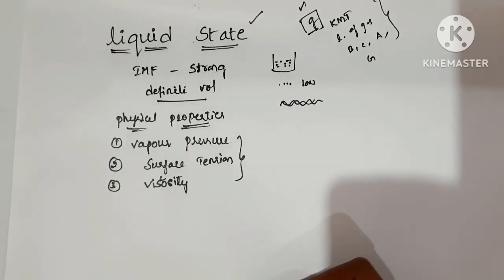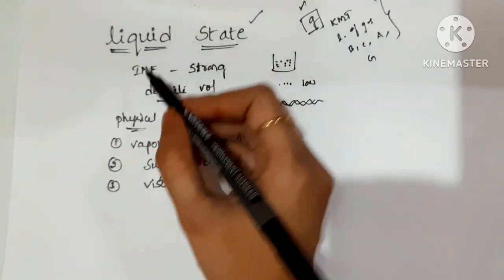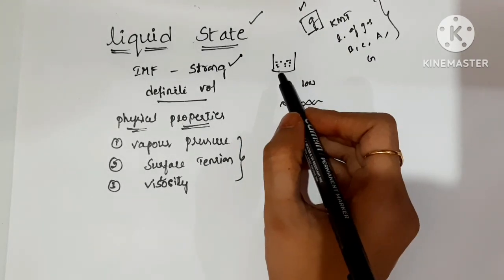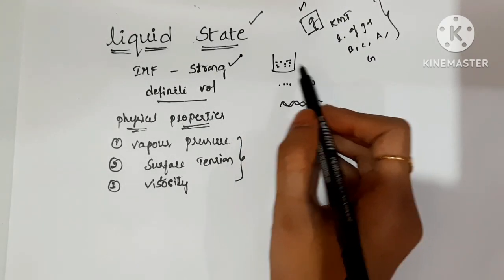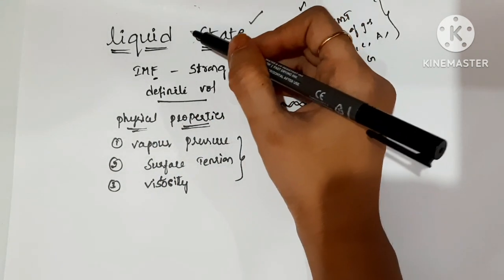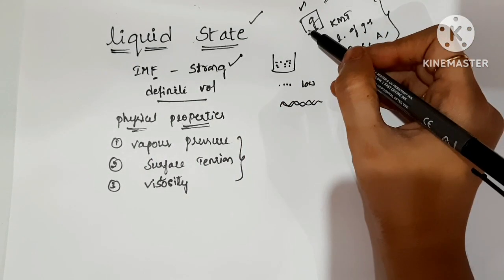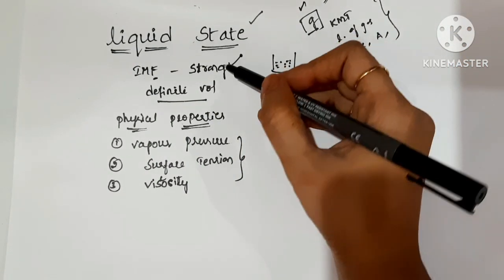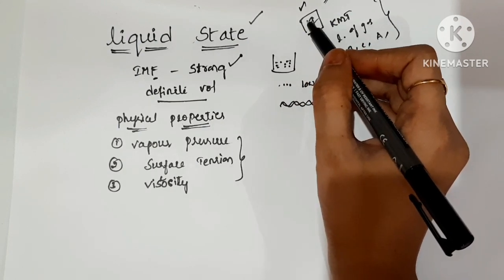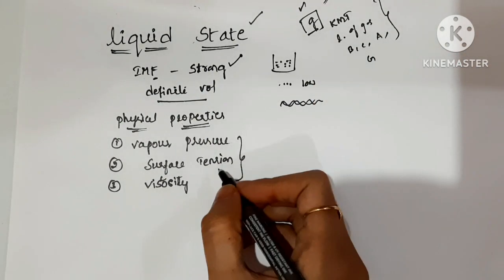Vapor pressure. You have to remember two points. In liquid state, intermolecular forces are very strong because molecules are closely placed to each other. That's why intermolecular forces between them are very high, and liquids contain definite volumes, whereas gases do not contain definite volumes, and intermolecular forces between them in gases are very low. So let us discuss vapor pressure.